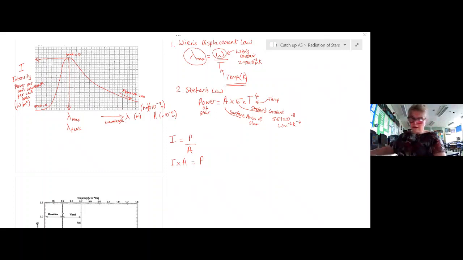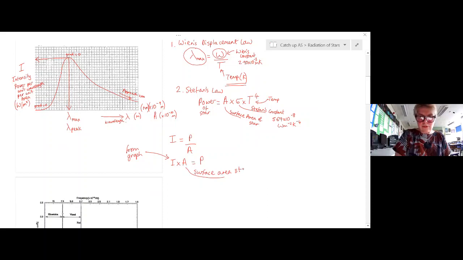So what we want to do is calculate how far the star is away, and from that the surface area that light spreads out over. And once we've got that, we can work out the power of the star that we can put into the equation for Stefan's law. So the intensity comes from the graph. That's the intensity. This area here, though, is the surface area.